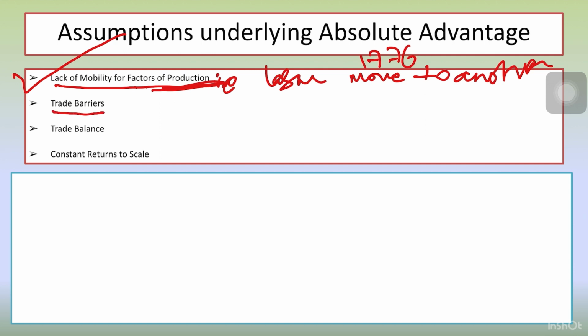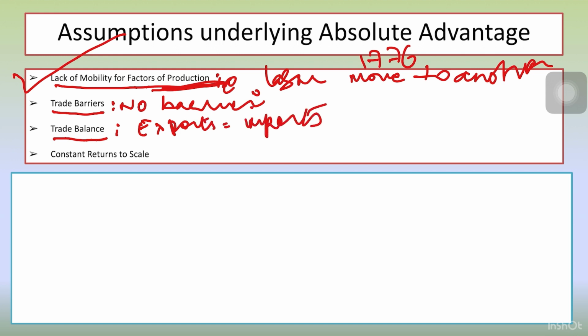Then we have trade barriers. That means no trade barriers are there. Free trade is there for the countries. Next is the trade balance. What is basically the trade balance? Your exports are equal to your imports. Your exports are always equal to your imports. Is it possible in today's era? No.